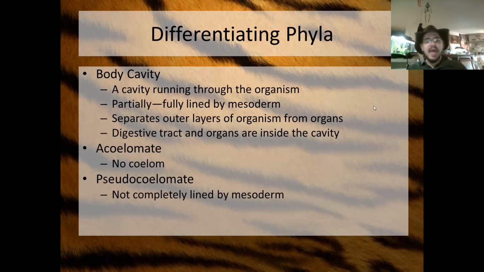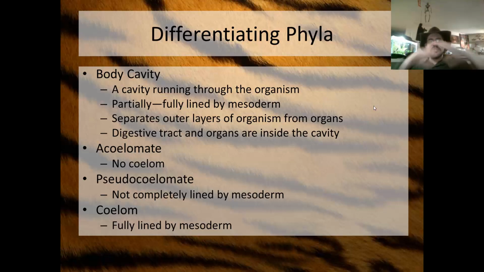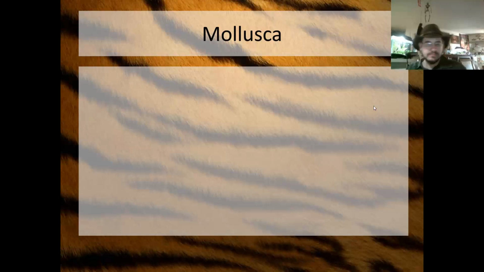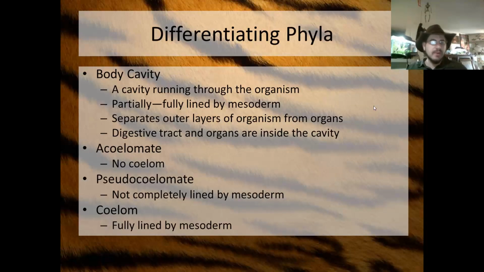Pseudocoelomates have a body cavity that is not completely lined by mesoderm. What does that mean? That means there's your external tissues and then mesoderm, and then there's all the organs in there. Whereas the coelomate organisms have a cavity fully lined by mesoderm. What does that mean? There's your external tissues, then there's the mesoderm, and then the hollow cavity, and then all the organs have mesoderm around them. That's probably 10 minutes.